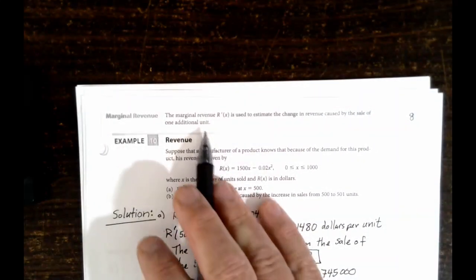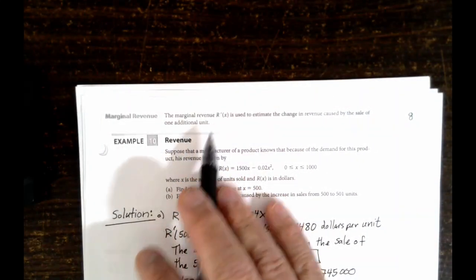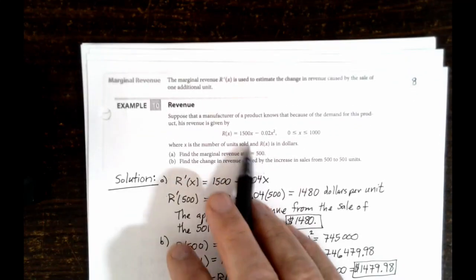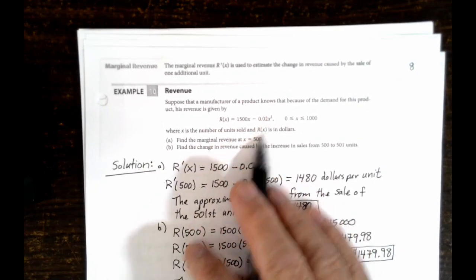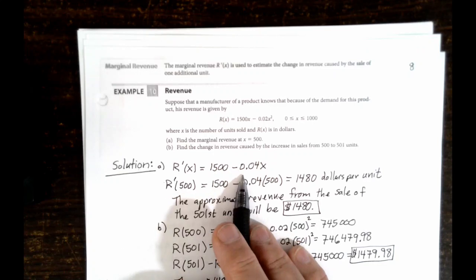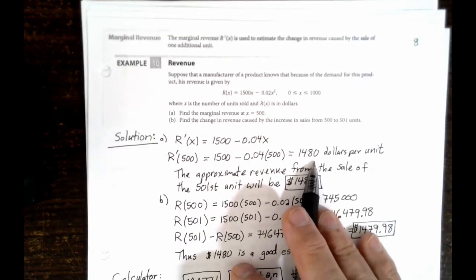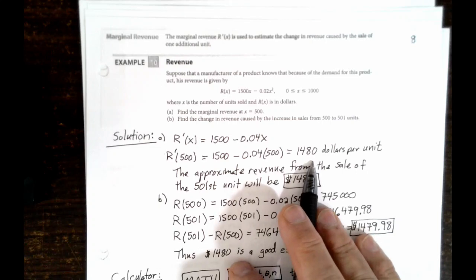Marginal revenue is simply the revenue function's derivative. And so when they ask you to find the marginal revenue at 500, you have to take the derivative of the original revenue function. And you get this guy here. You plug 500 in, and you get your marginal revenue at x equals 500.